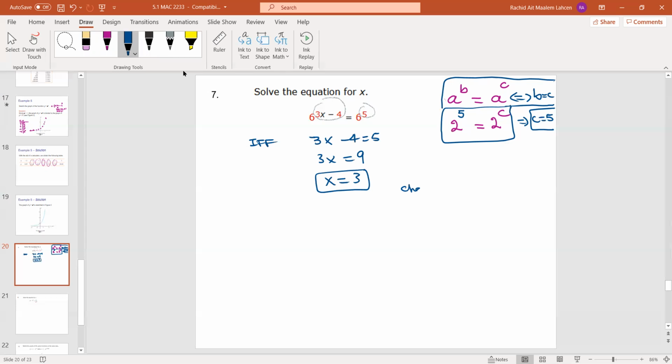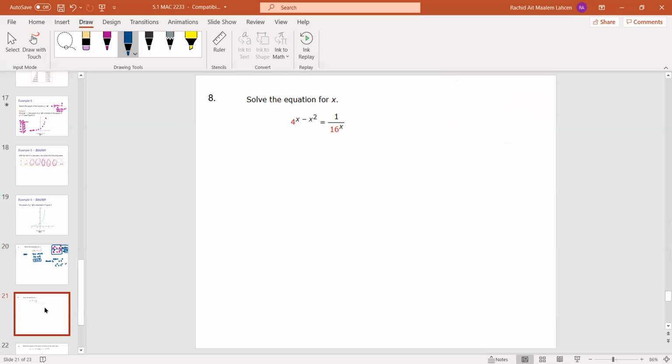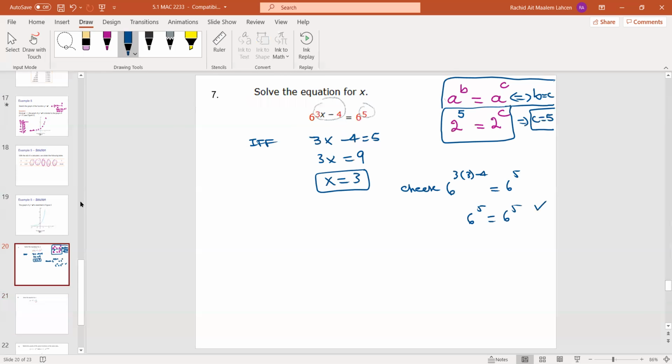So you can do a check and see if that's correct. 3 times 3 is 9, 9 minus 4 is 5. So 6 to the 5th equals 6 to the 5th. Yeah, that's correct.